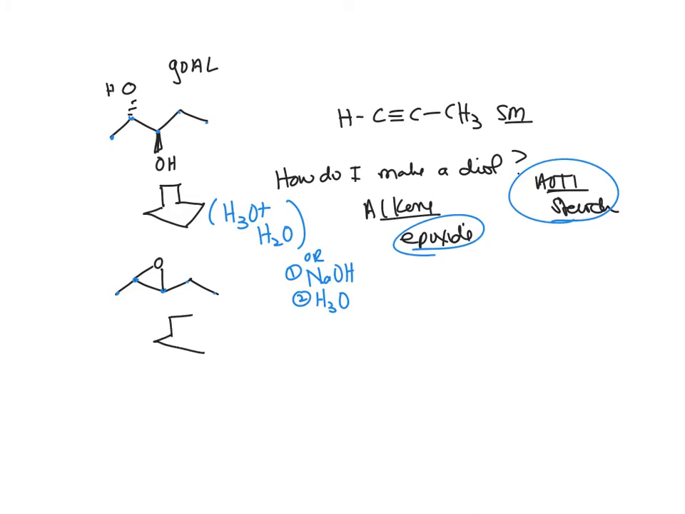Now, how did you make the epoxide? You do another retrosynthetic arrow, and you would have made it from an alkene. And what's your reagent? MCPBA. Okay, so that would make the epoxide. Now keep in mind, we have to get to this starting material and we have 3 carbons. So can you make an alkene from an alkyne?